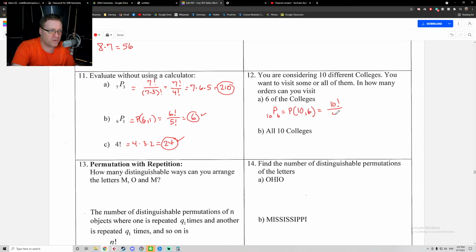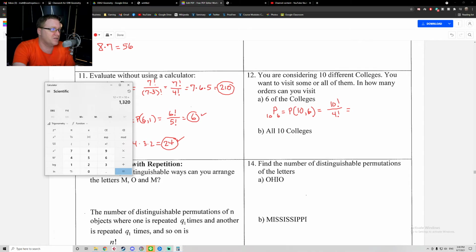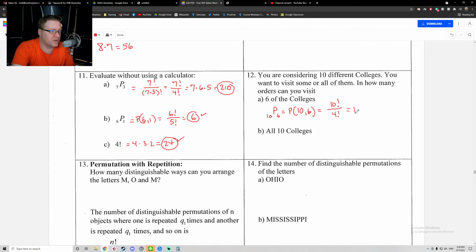4 factorial. Now we could go ahead and write all of this out, but it's going to be faster if we just use our calculator. So let's take out our calculator. On the top, we have 10 factorial, which is this, and we're going to divide it by 4 factorial and hit enter, and we get 151,200.